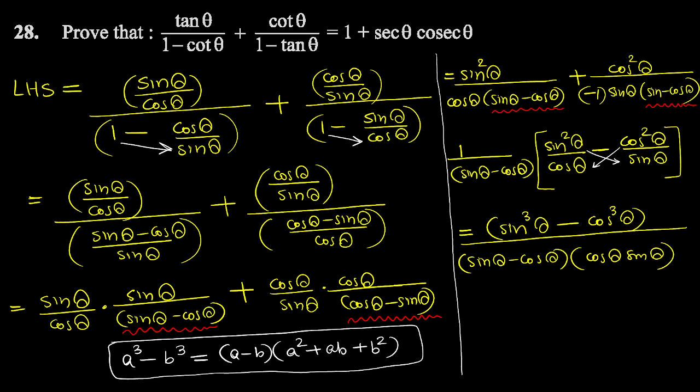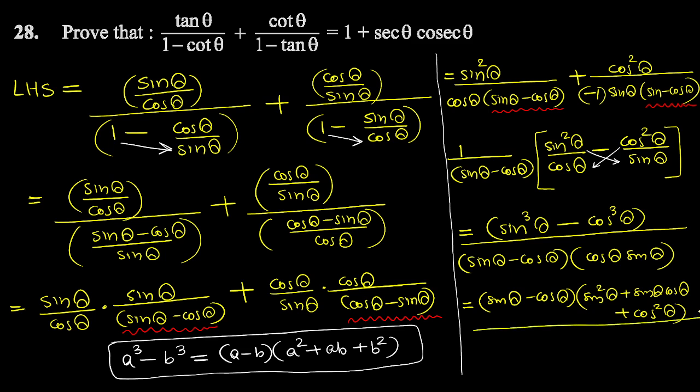Amira? Yes. Sara, okay. Yes, sir. So please remember this. So the numerator is a cube minus b cube. I can compare with this identity. So sin cube minus cos cube is written as a minus b, that is, sin theta minus cos theta, into a square plus ab plus b square. I hope you can see it.